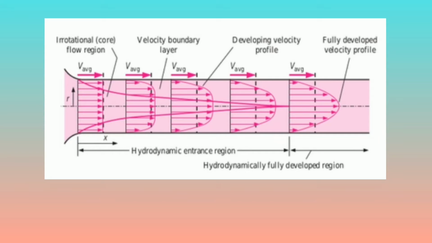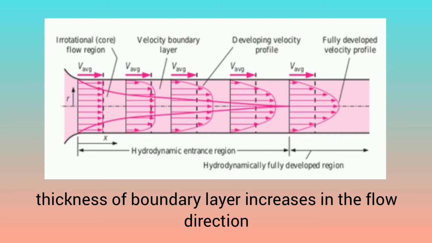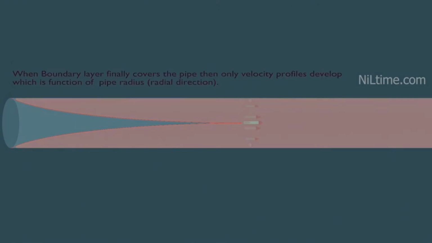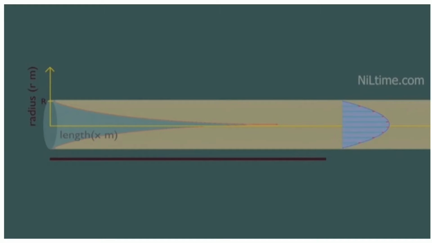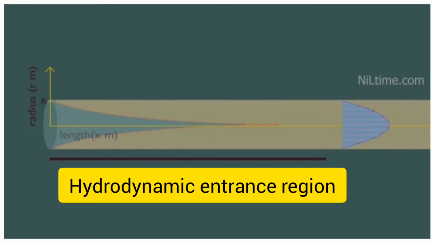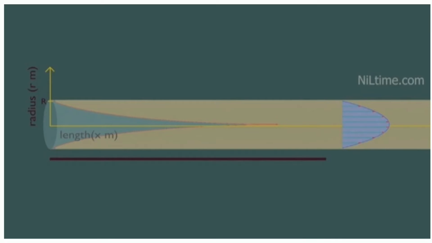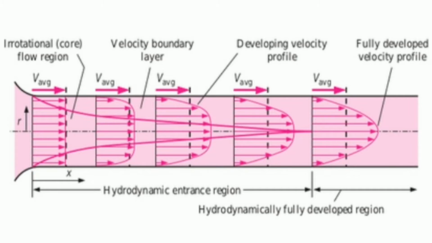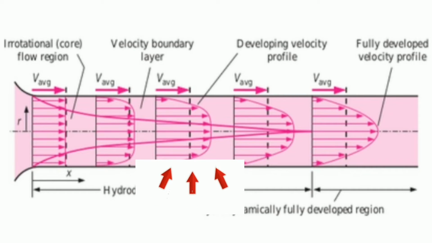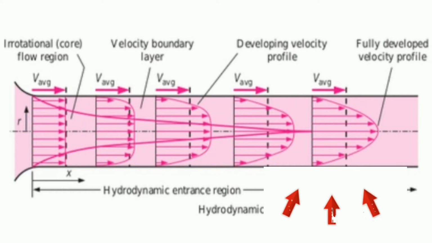As can be seen in the figure, the thickness of this boundary layer increases in the flow direction until the boundary layer reaches the pipe center and fills the entire pipe. The region from the duct inlet to the point at which the boundary layer merges at the center line is called the hydrodynamic entrance region, and the length of this region is called the entrance length. Flow in the entrance region is called developing flow, since this is the region where the velocity profile develops. The region beyond the entrance region, in which the velocity profile is fully developed and remains unchanged, is called the fully developed region.